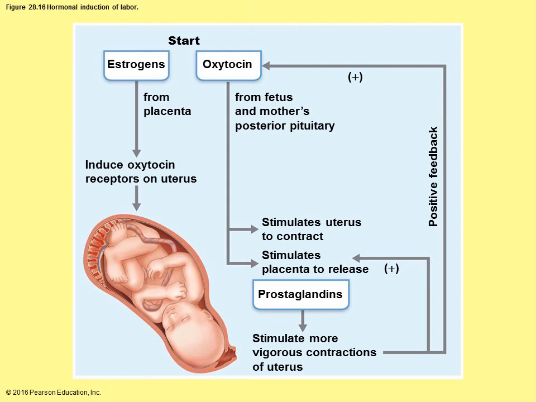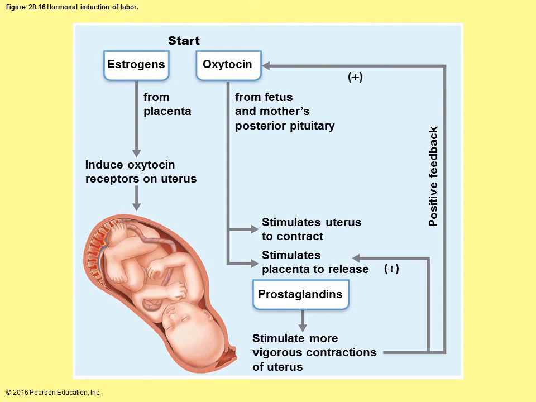What does oxytocin do? It starts to be secreted from the fetus and also from the mom, so oxytocin is being released from both places. This oxytocin stimulates the uterus to contract. It is also going to help stimulate the placenta to release additional hormones, prostaglandins, which in turn will stimulate the release of more oxytocin.